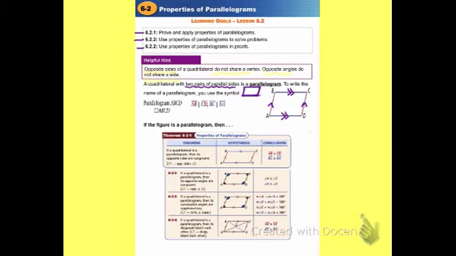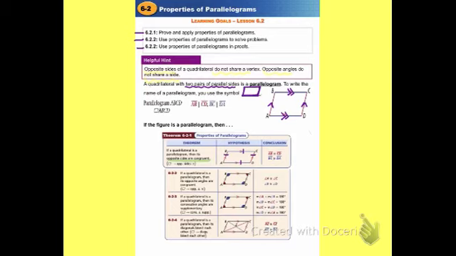The first one is, if a quadrilateral is a parallelogram, then its opposite sides are congruent. So not only are the opposite sides parallel, but the opposite sides will be congruent. So we can actually add some markings to this parallelogram. Not only should the opposite sides be marked parallel, but they should be marked equal to each other. So opposite sides in a parallelogram are congruent or equal.